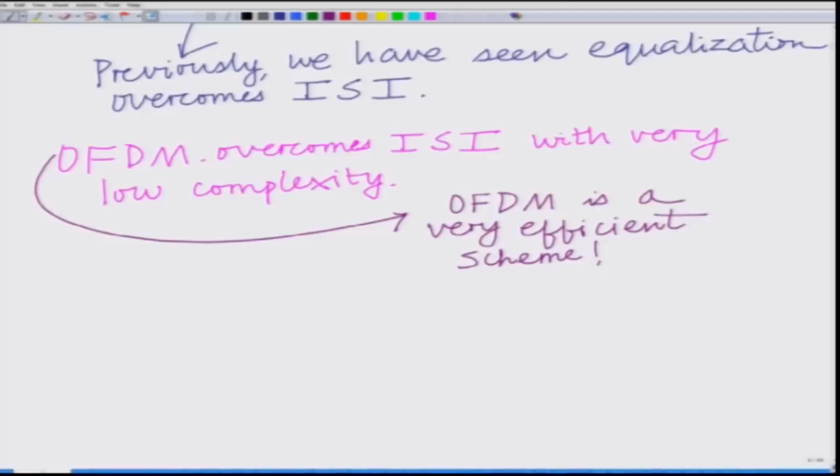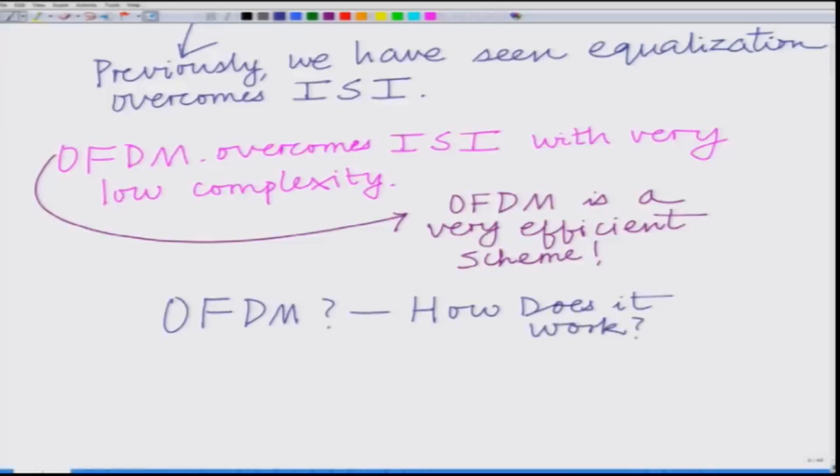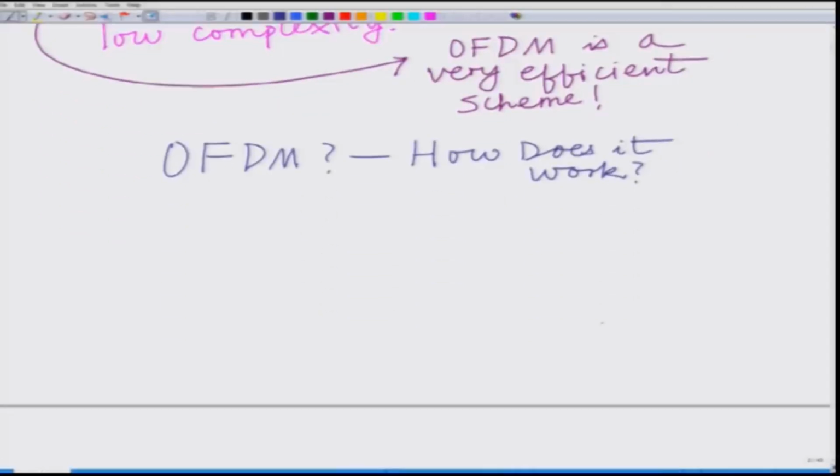So, first we are going to look at what OFDM is, that is how it works, what the transmission scheme for OFDM is, and that can be explained as follows.